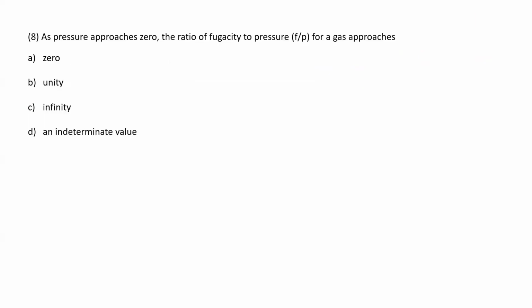Now, as pressure approaches 0, the ratio of fugacity to pressure for a gas approaches what? The first thing is you might be thinking f by P, with pressure tending to 0, tends to infinity. But it doesn't, because f also becomes equal to P here. When pressure tends to 0, it behaves as an ideal gas system, right? That's why it will go to unity.